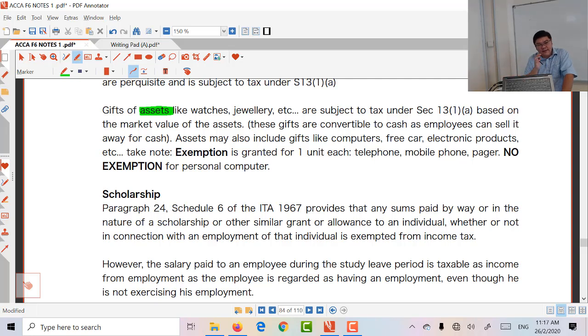Okay. Now, when they have things like that, the gifts are actually convertible to cash. You can sell it away for cash. So you have to tax it. All right? You have to tax it. But when you tax the gift, take note now. You must tax using what? The market value of the asset.